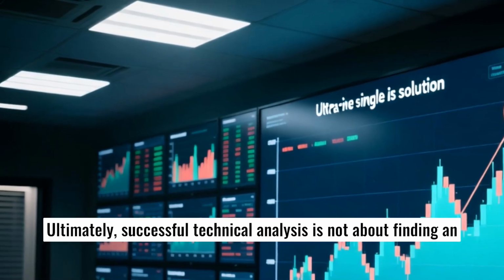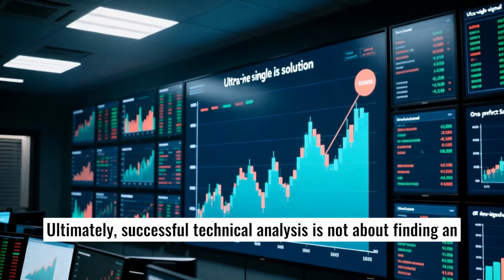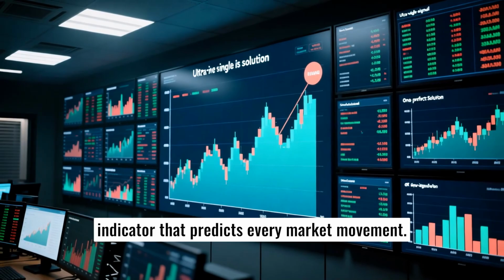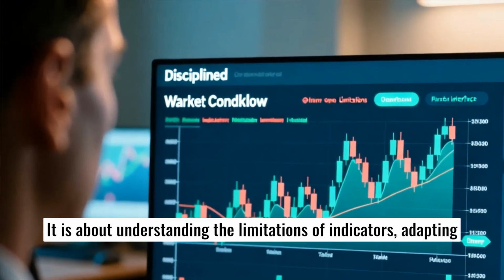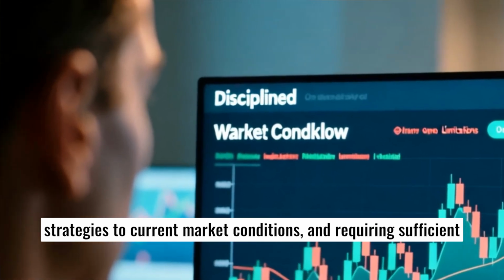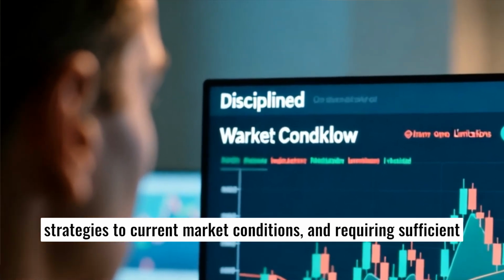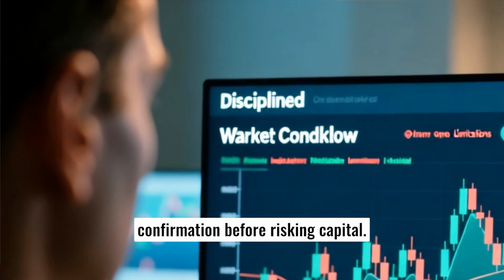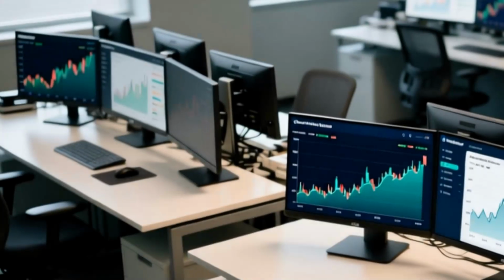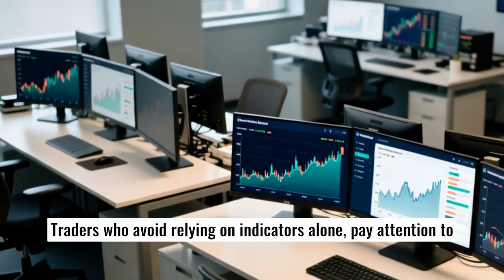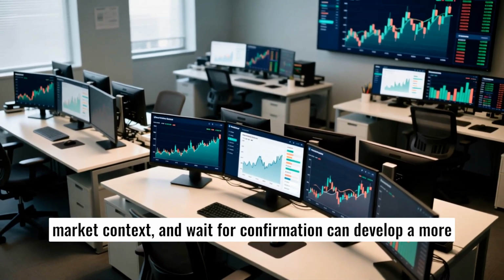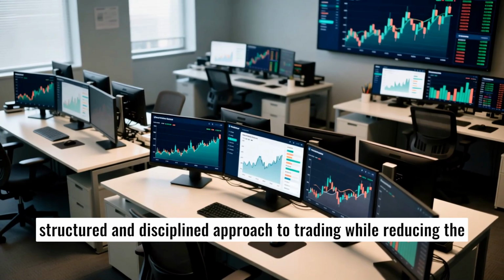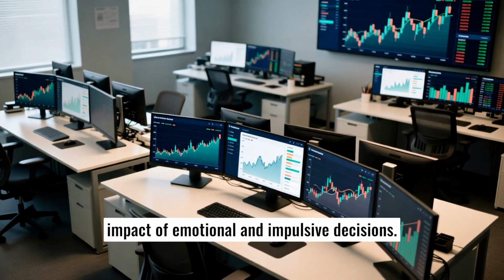Ultimately, successful technical analysis is not about finding an indicator that predicts every market movement. It is about understanding the limitations of indicators, adapting strategies to current market conditions, and requiring sufficient confirmation before risking capital. Traders who avoid relying on indicators alone, pay attention to market context, and wait for confirmation can develop a more structured and disciplined approach to trading while reducing the impact of emotional and impulsive decisions.